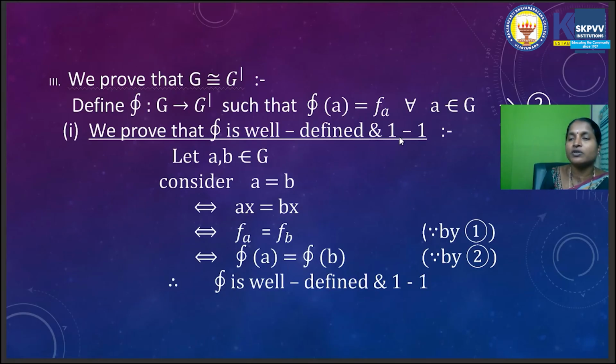Now we prove one-one. Already we know that the one-one condition means if phi of a is equal to phi of b, we can prove that a is equal to b. Now you can go down to up. Suppose phi of a is equal to phi of b.